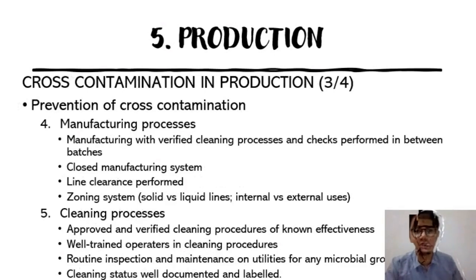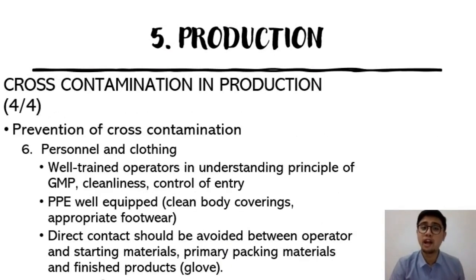The final measure to prevent cross-contamination outlined by the GMP guideline is about personnel and the clothing of the personnel. The personnel themselves must be well trained in understanding the GMP principle, cleanliness, and control of entry. They also must be trained in the proper wearing of PPE. Lastly, personnel should not be in direct contact with the starting material, primary packaging materials, and finished product. Gloves should be worn before handling the materials and products to prevent contamination.